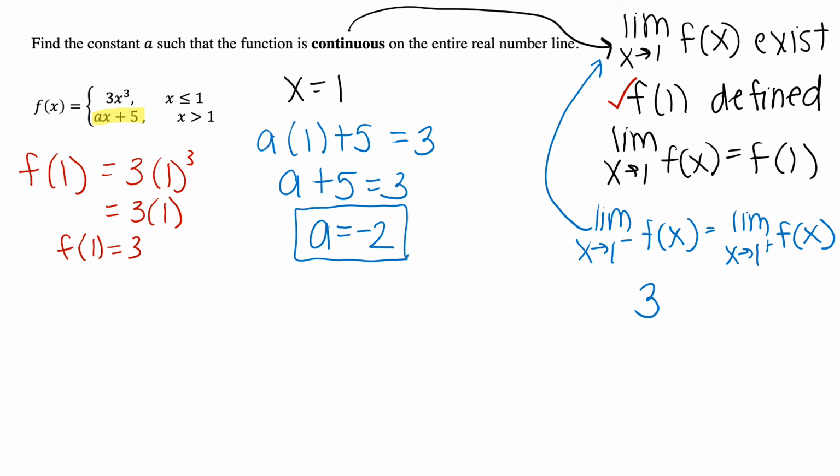When we plug in a equals negative 2, then our limit as x approaches 1 from the right equals 3, so our limit exists. And then because the limit equals 3 and the function f of 1 equals 3, our limit as x approaches 1 of this function is equal to f of 1, so we've satisfied all three conditions. So the constant value a that makes this function continuous on our entire real number line is a equals negative 2.